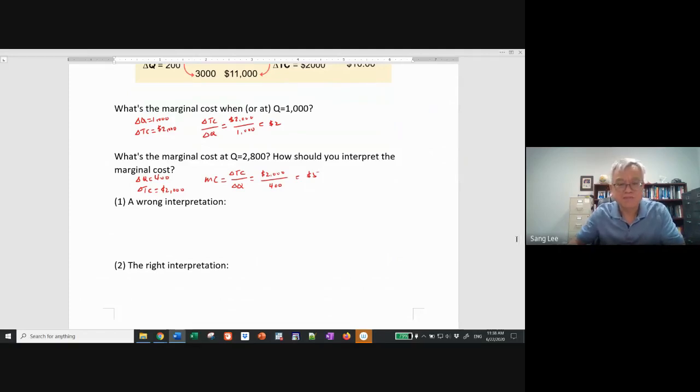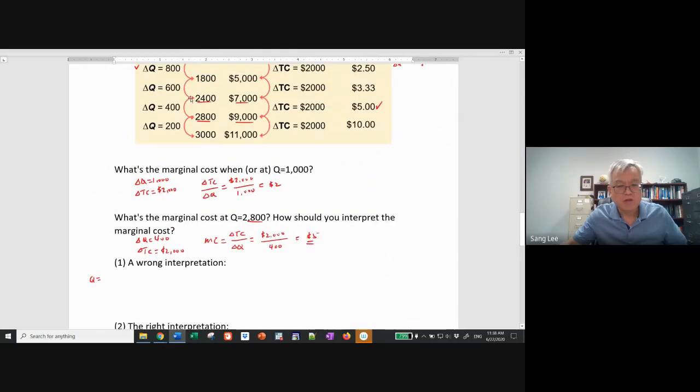So here, when you produce 2,800 units, what does this mean? Look here. Look at the interval. When you produced 2,400 units, total cost was 7,000. Okay, so at the quantity output level of what?